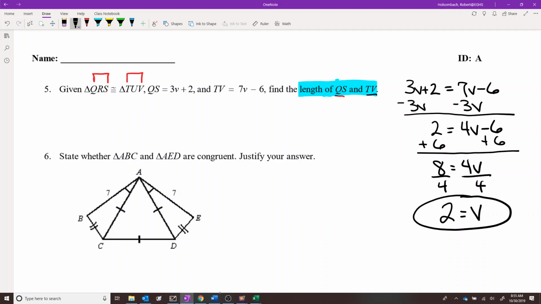Now, just be careful, because if it's going to be a multiple choice quiz, one of the answers may be 2. But that's not the question. The question wasn't to solve for V, it was to find the length of QS and TV. So you can go back to either expression and substitute. So I'm going back to QS. It's going to be 3 times 2 plus 2, which is 6 plus 2, which is 8. So QS is equal to 8. And QS and TV are equal to each other. So both the length of QS and TV, they're both 8 units.